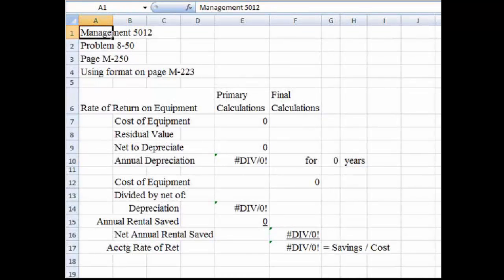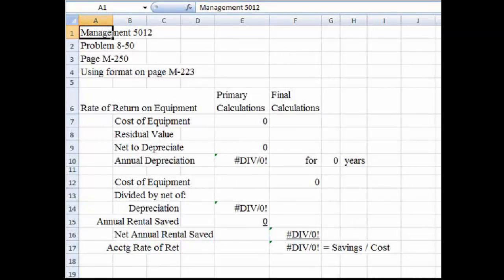On the screen to the right of the line descriptions are two columns. The first one contains what I call primary calculations. The second is the final calculations. As the numbers are entered, I will explain how this analysis works. In the book, there are only 4 numbers that will need to be entered on the screen.